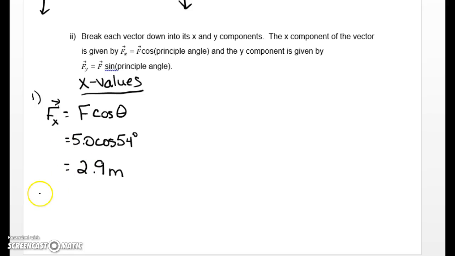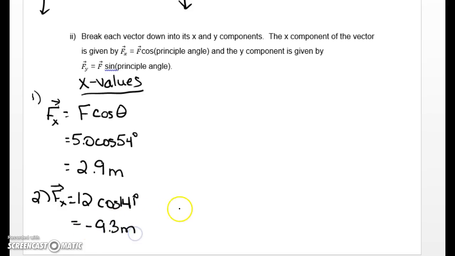Then we can do the x component of our second part. So f of x here is equal to, so our force in that one, or that vector, sorry, was 12 meters. And the principal angle was 141. And we should get a negative 9.3 meters in our calculator. And we get the negative because it indicates it's going the opposite direction. So for a positive 2.9 here, it's indicating that's probably going to the right there. So with negative, it's going the opposite direction.